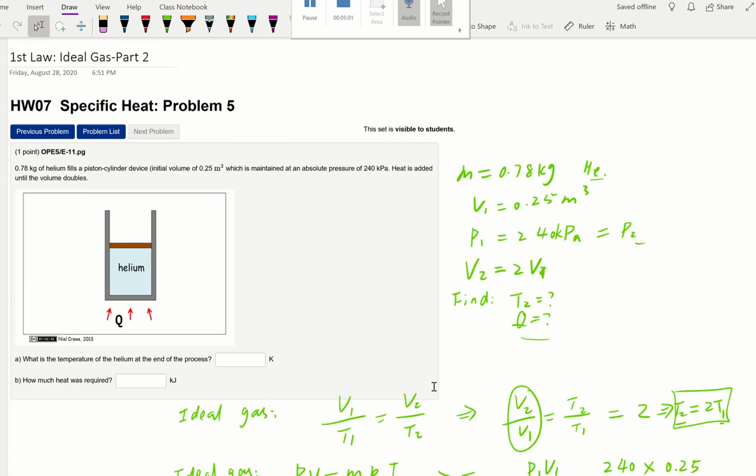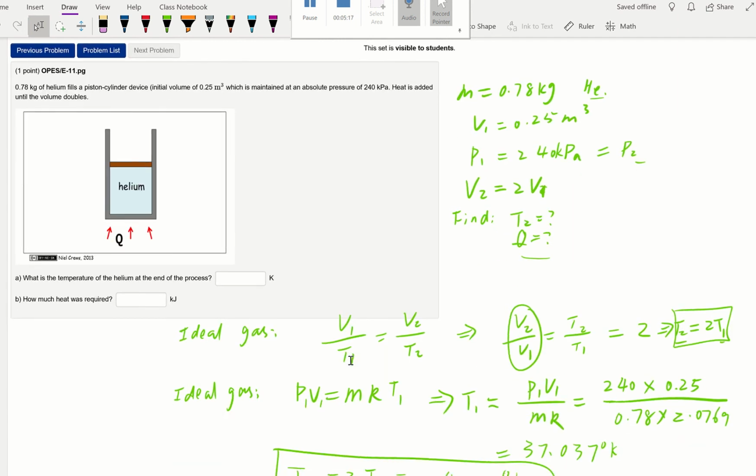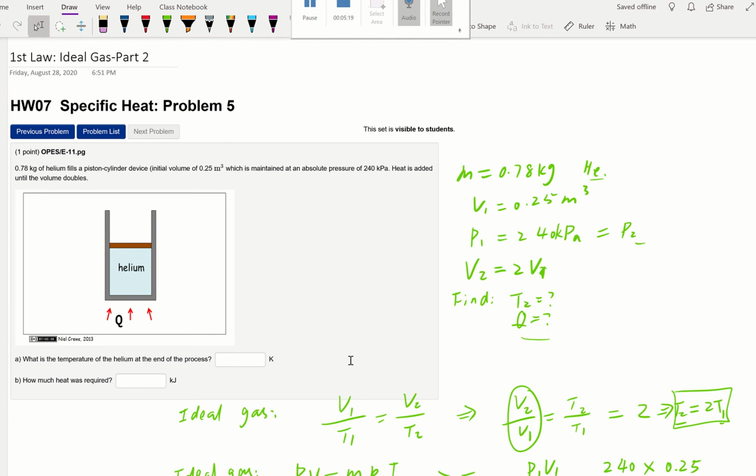All right, so that wraps up this problem. The key is, we know, it's the first law, and this one is a constant pressure process, so we use Q equals delta H. And in order to solve delta H for ideal gas, you can use several ways, and here we're using CP at 300 Kelvin times delta T. And also we use ideal gas a couple of times for this problem.